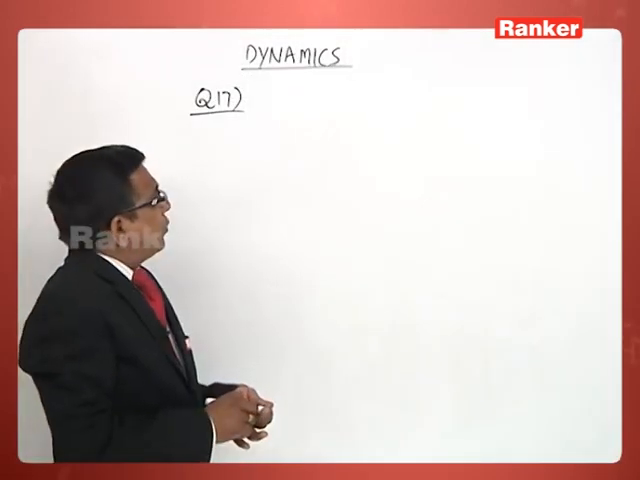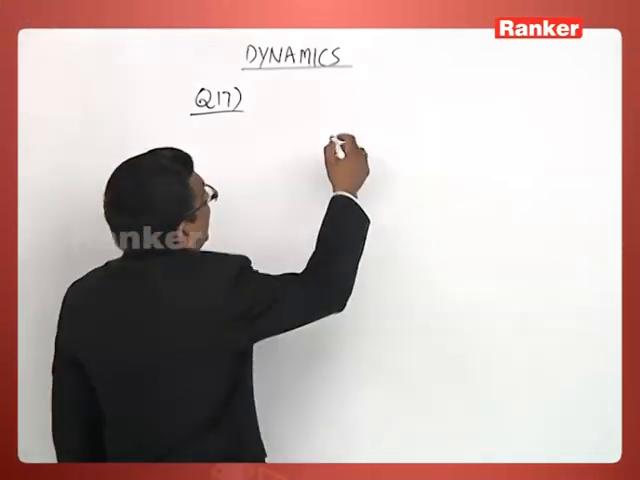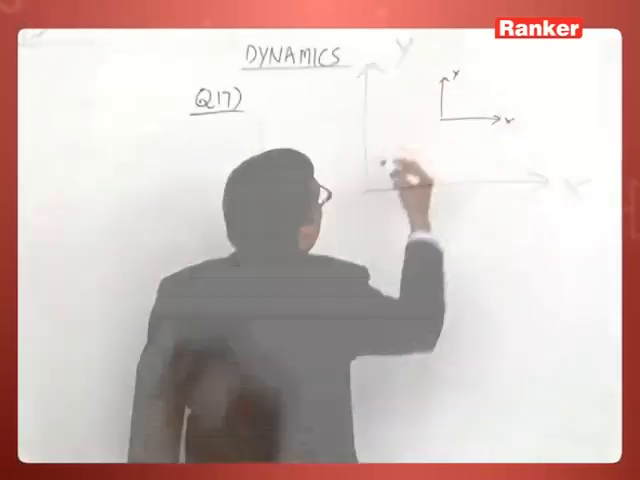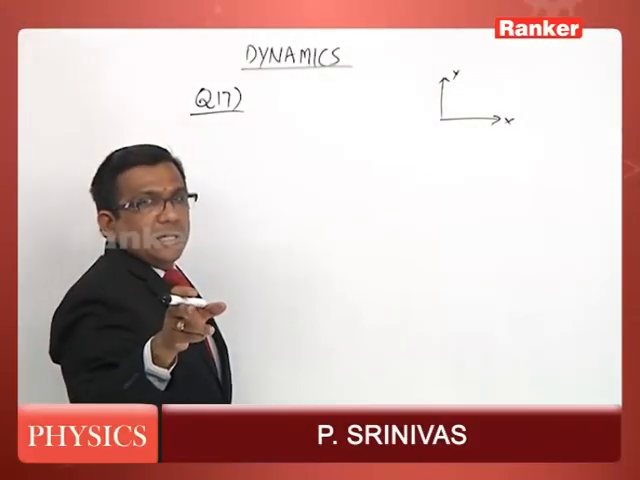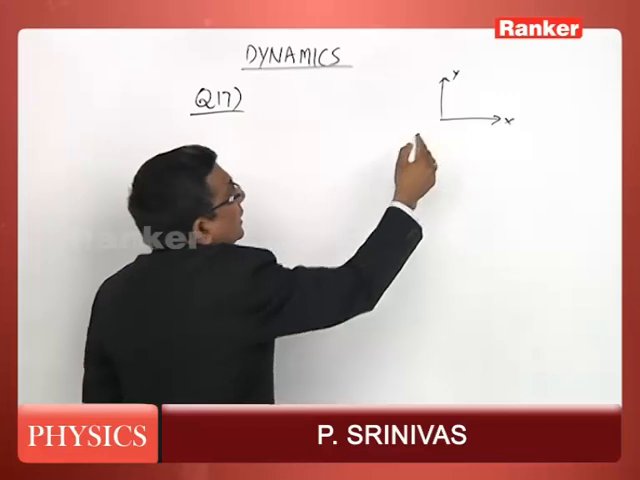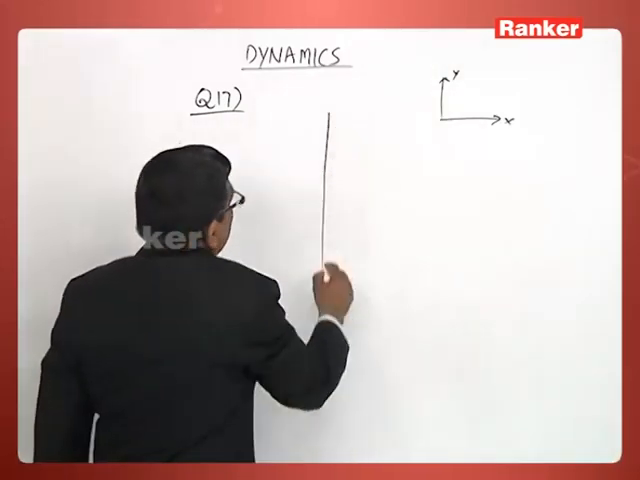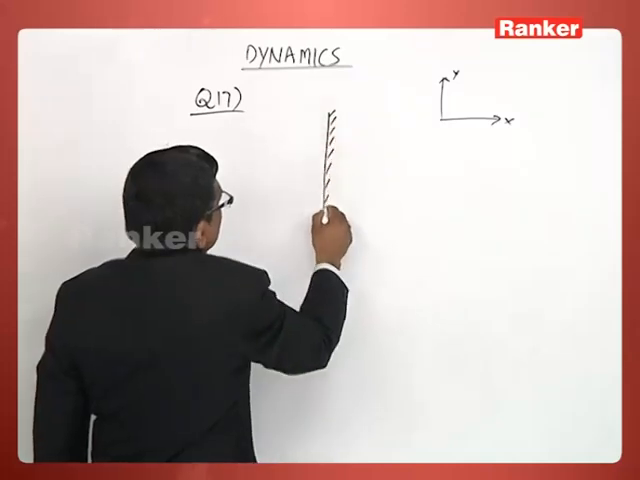This problem we can do like this. Let us take x and y axis like this. This is x axis and this is y axis. Here the wall is along the vector j. j cap is the unit vector along y axis. So I draw the diagram like this. This is the wall.